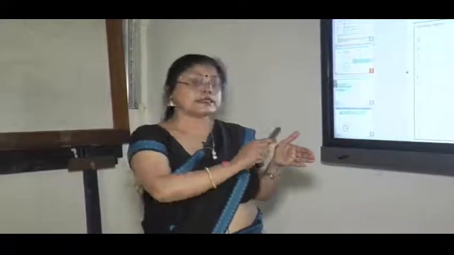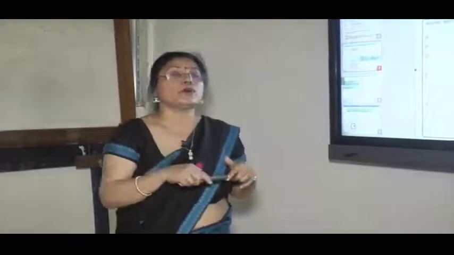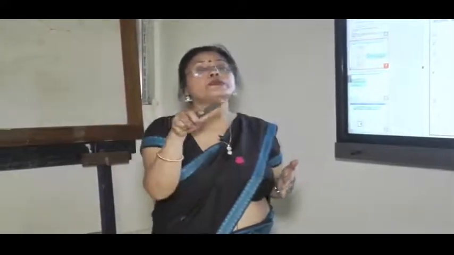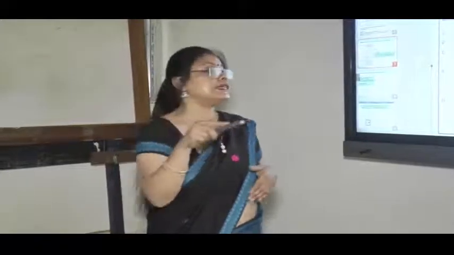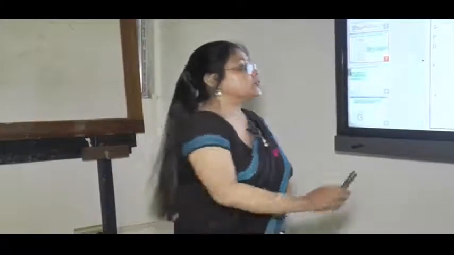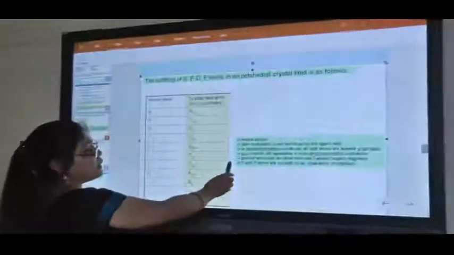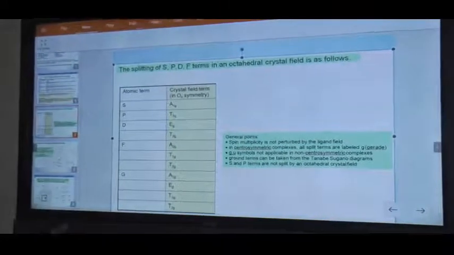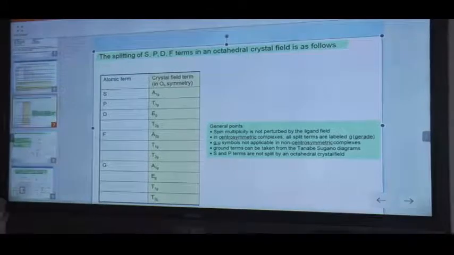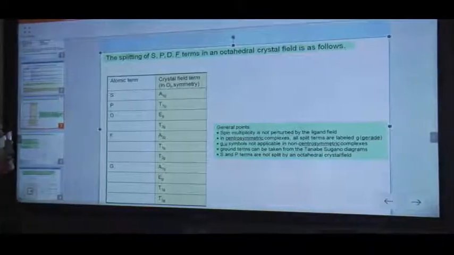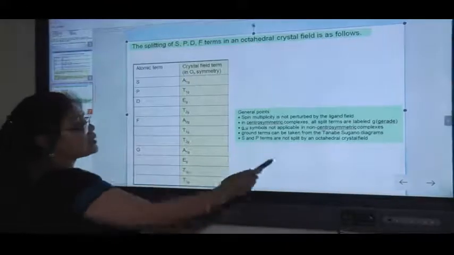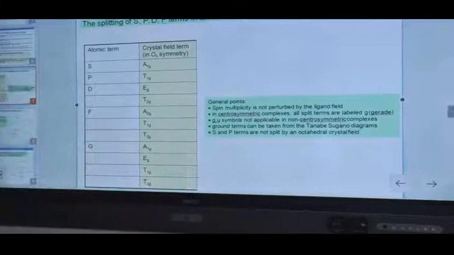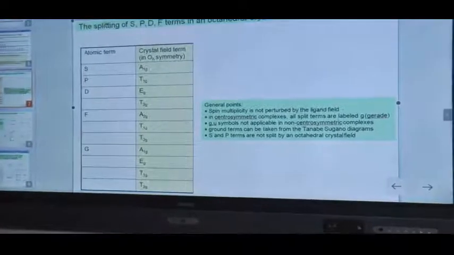whenever there is a center of inversion in a particular complex, immediately all the terms which arise out of it will be called gerade and they will be designated by a small g. The g or u term is not applicable for non-centrosymmetric complexes, or the complexes where there is no center of symmetry. Such kind of terms will not be accepted. Ground state term can be taken from the Tanabe-Sugano diagram, and S and P terms are not generally split by an octahedral crystal field.